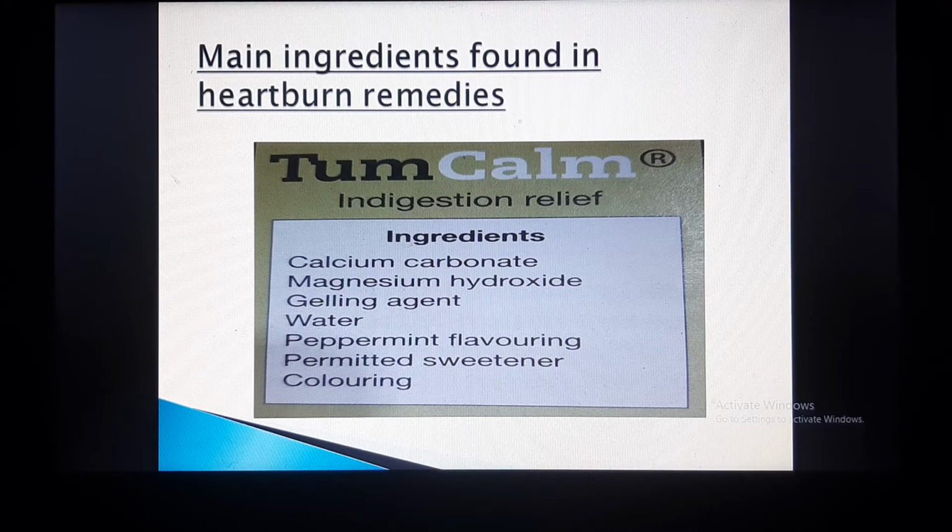And when you take the antacid, you get a gel-like feeling, so there is a gelling agent and also water. But the main ingredients are calcium carbonate and magnesium hydroxide. So what is the role of these in heartburn remedies? They are alkalis, and they will prevent the sensation by neutralizing.